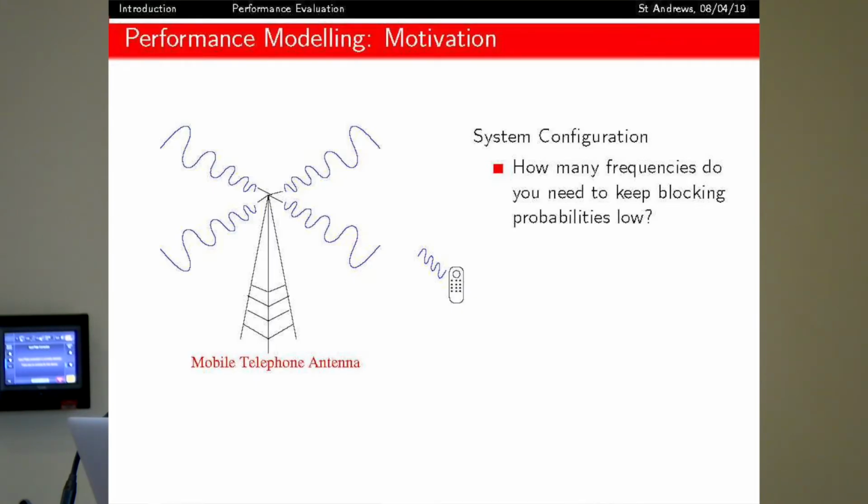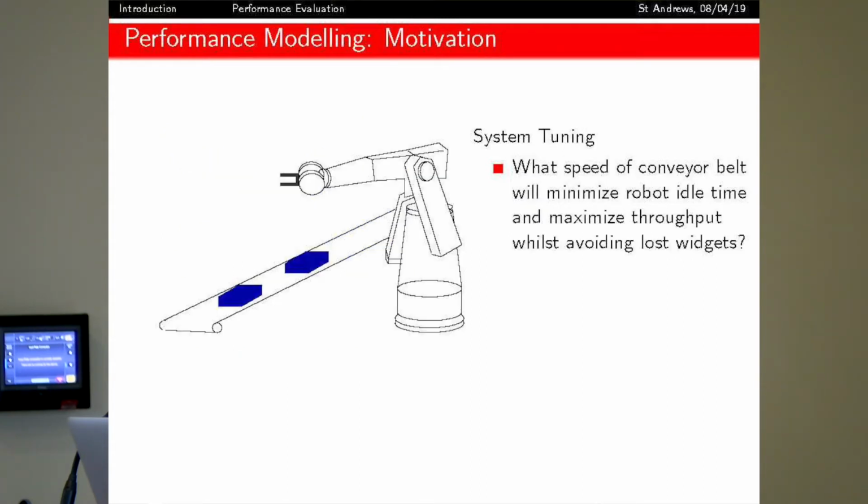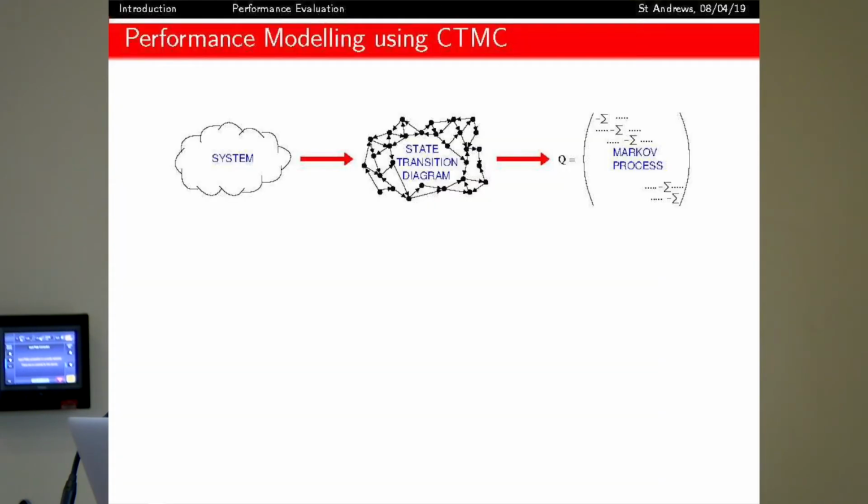System configuration: when you're setting up mobile phone networks and you've got frequency sharing, you need to know how many frequencies you can have to keep blocking probability low so that your call's not dropped as you move between cell areas. Or in a flexible manufacturing system, you might talk about it as system tuning. So you have here a trade-off: you might have a conveyor belt that is feeding widgets of some sort to a robot, which has an operating time, but there's a danger that if you make it go too fast, the robot will damage the widget. So you're trying to balance that to get the best performance out of your flexible manufacturing system.